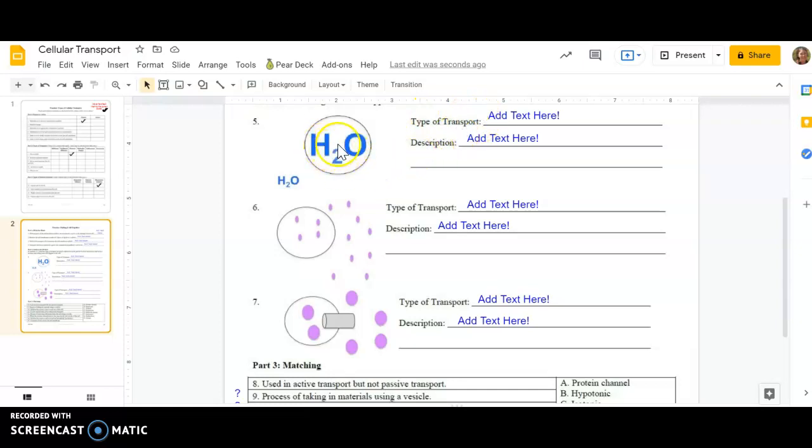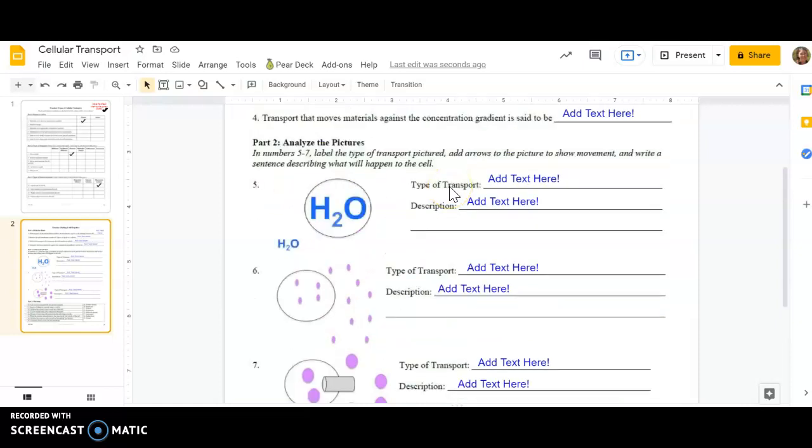And I'll give you a hint. Look, we have water inside the cell. We have water outside the cell. Well, what's the only type of movement that features water? I'll let you fill that one in. If you don't remember, rewind this video for a little bit.